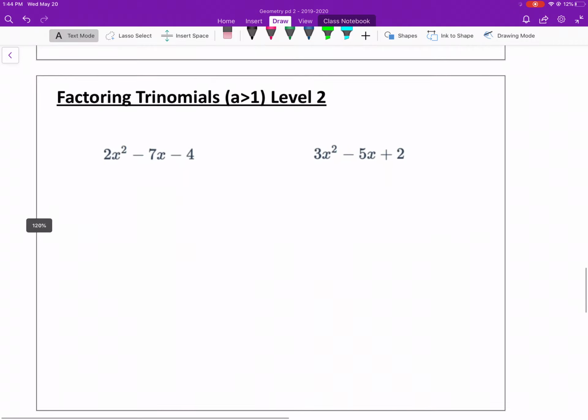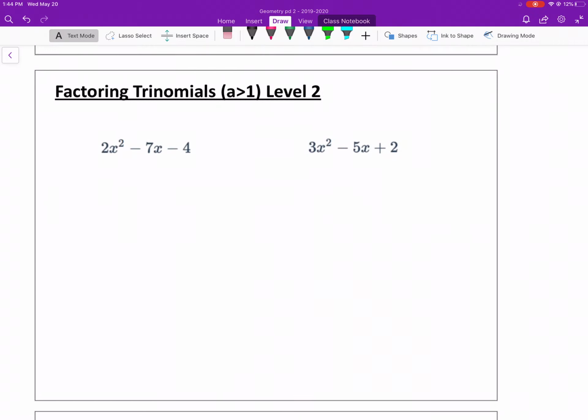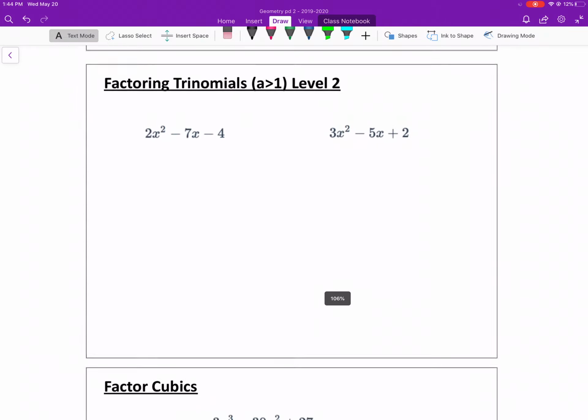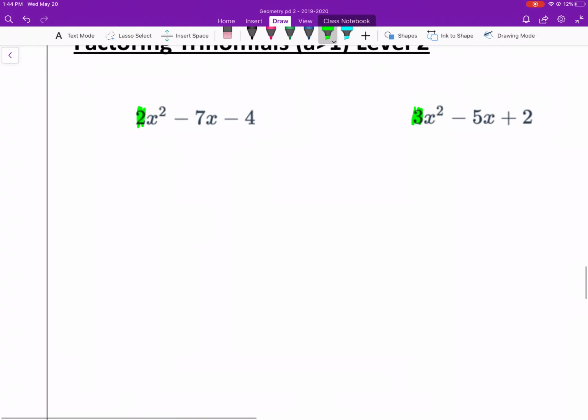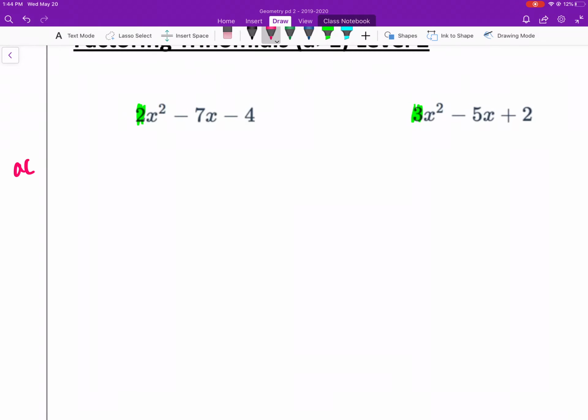Alright. Factoring trinomials where a is greater than 1. Alright, level 2. You can see our a values here, guys, are 2 and 3, which is, of course, greater than 1. Okay, so we have to use AC. A times C, in this first example, 2 times negative 4 is negative 8. So our values need to multiply to negative 8 and add to the B value, which is negative 7.